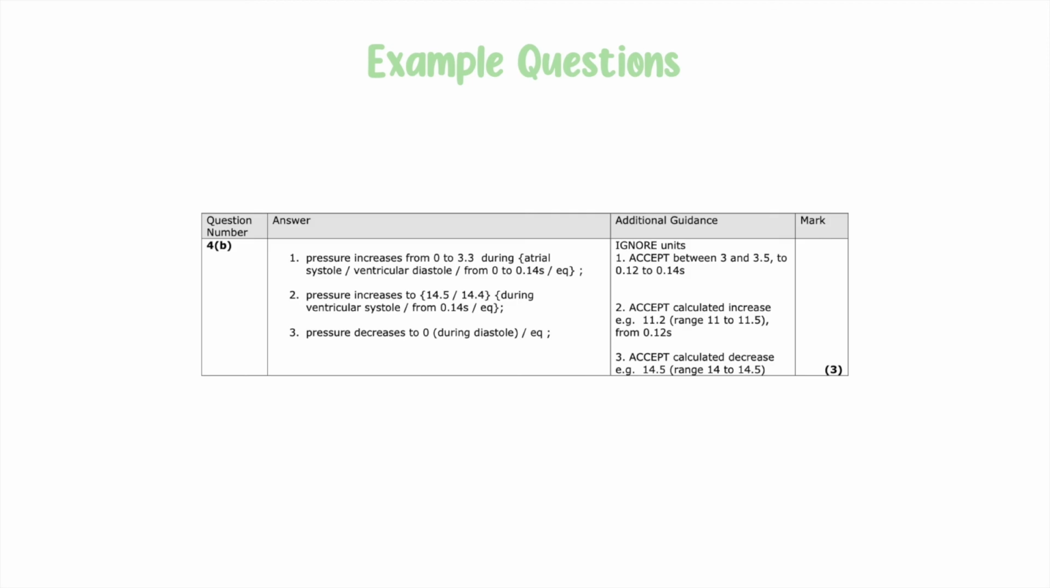It's just easier to show. So you get 1 point for saying pressure increases from 0 to 3.3 and then relating that to atrial systole. Another point for saying pressure increases to 14.5 during ventricular systole, and then saying the pressure decreases to 0.